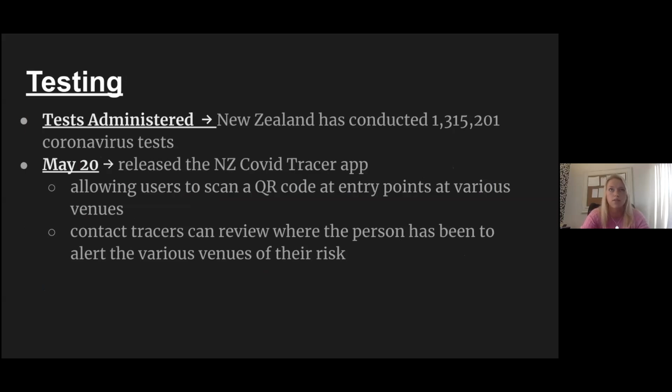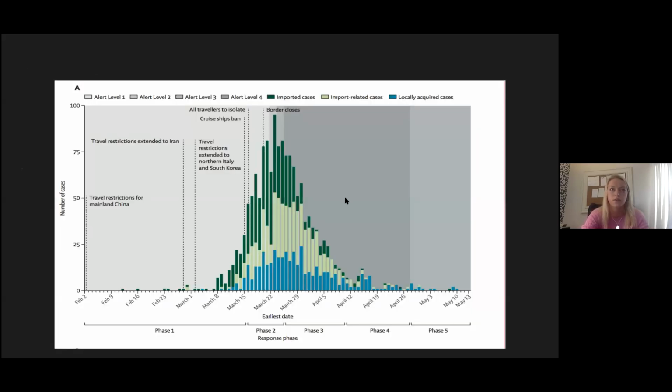Just a brief overview of testing in New Zealand. They've had over 1 million tests administered. And on the 20th of May, they released their COVID Tracer app, which allows users to scan a QR code at various points of entry in different venues. This helps contact tracers review where a potentially infected person has entered so that they can better track who might have been exposed.